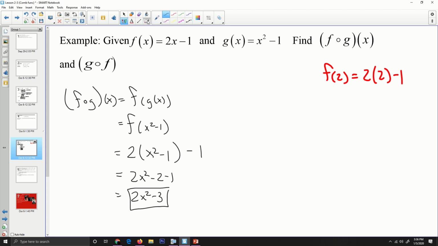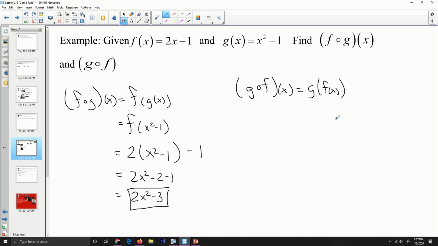Now, if I wanted to compose in the other direction, and I wanted to compose g composed with f of x, that means I'm going to take g and plug the function f of x in for g. All right, now f of x is defined as 2x minus 1, and g is defined as something squared minus 1. I get it from here. That something is this expression 2x minus 1, so 2x minus 1.